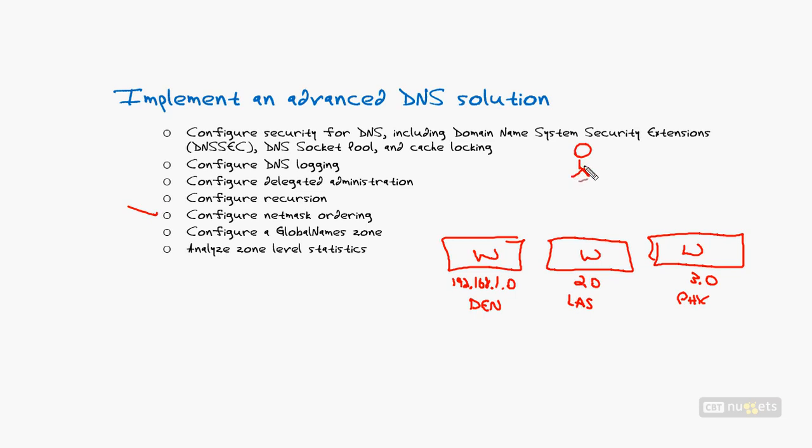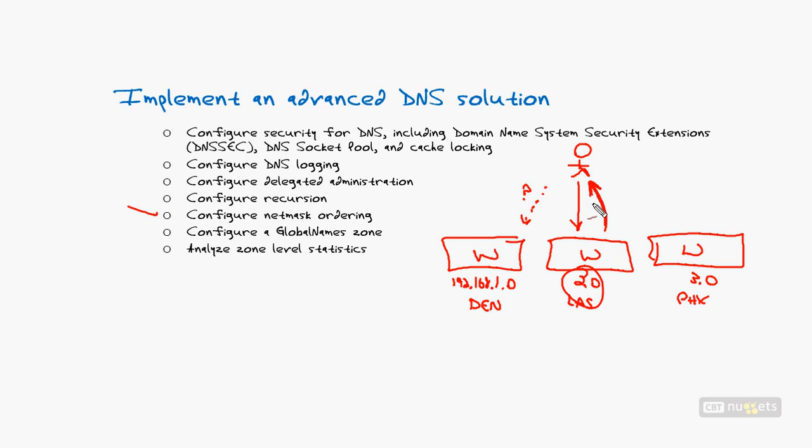But if I'm a user that happens to be in Las Vegas, do I really want round robin to 1 out of every 3 times send me here to Denver? Probably not, because downloading my patches from Denver is going to take a much longer amount of time than if they're downloading from Las Vegas. Well, netmask ordering is a way to kind of override the round robinness of round robin to ensure that when a user happens to be sitting in 192.168.2.0, that round robin will always give that user the correct server in their local subnet, wherever appropriate.